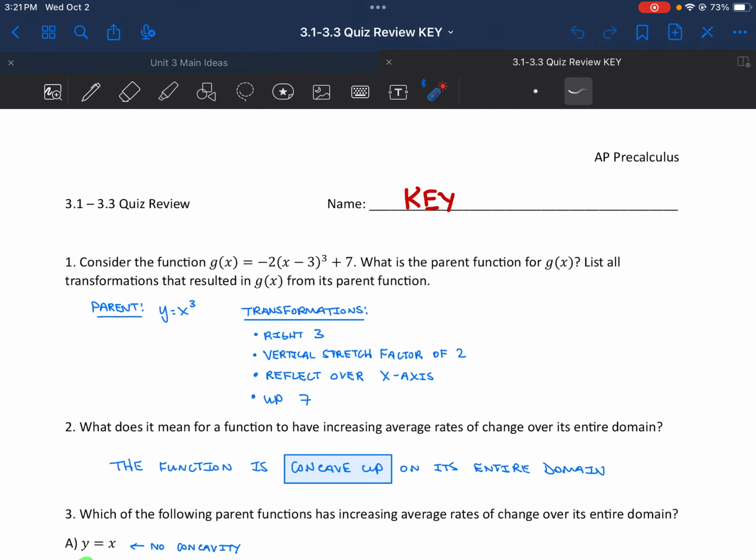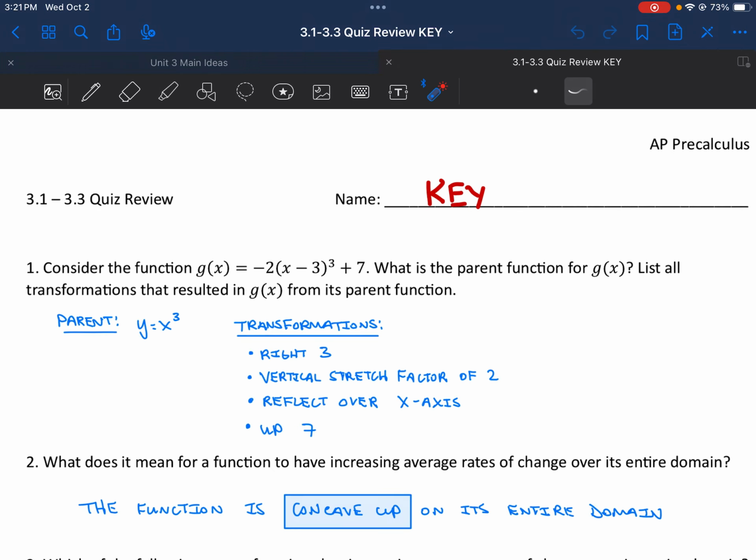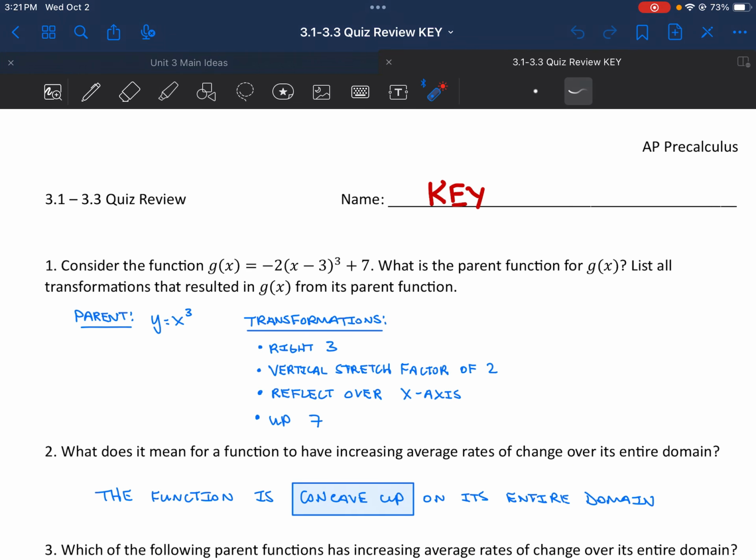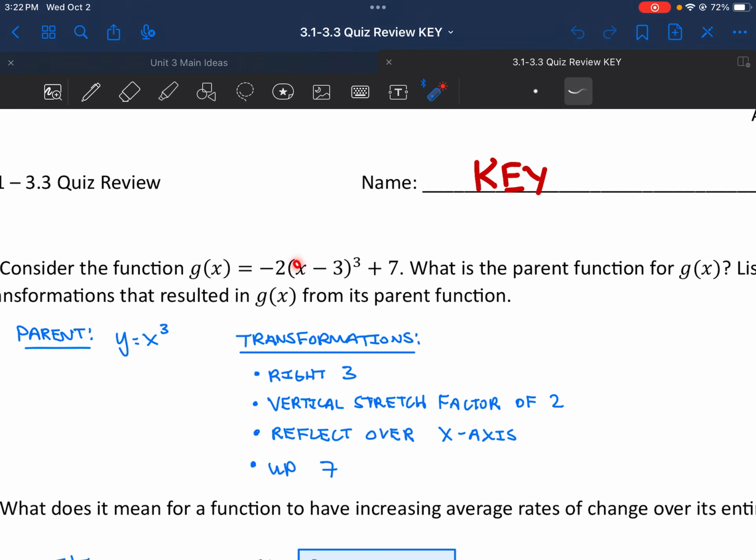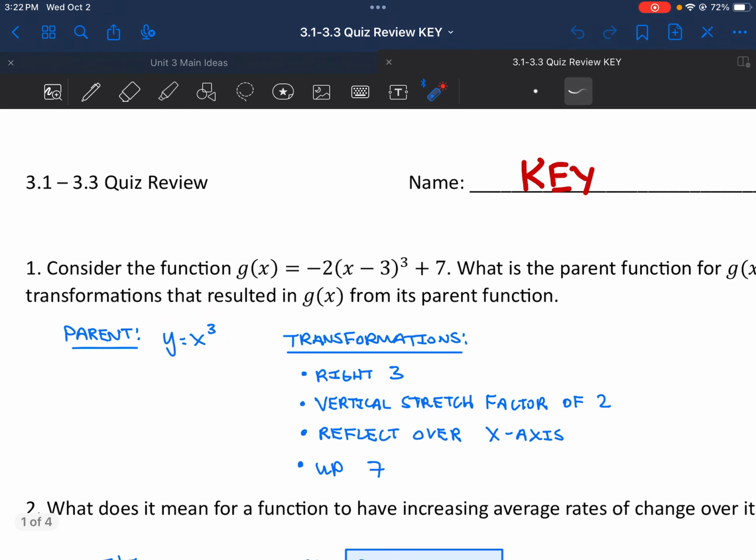In this video, we're going to go over the 3.1 to 3.3 quiz review. Okay, so number one, consider the function g of x equals negative 2 times (x minus 3) cubed plus 7. What is the parent function for g? List all transformations that resulted in g from its parent function. So we can see because we have some kind of cubic function, the parent function was y equals x cubed.